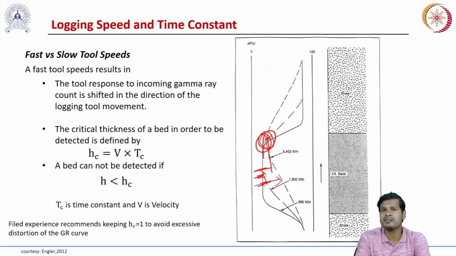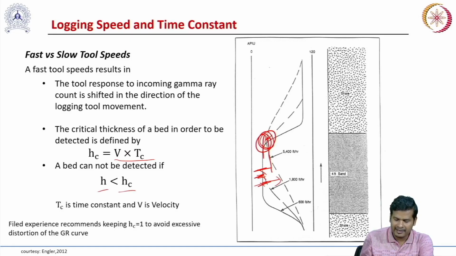A time constant is nothing but the time over which the data taken by the logging tool is averaged. Generally, the critical thickness of the bed in order to be detected can be defined as velocity multiplied by the time constant of the tool. If a bed thickness h is less than hc, it may not be detected at all, or the record taken against that formation will not be as accurate as the true natural gamma ray count coming from the formation. Generally, we take the value of SC as 1 to avoid excessive distortion of the gamma ray curve.